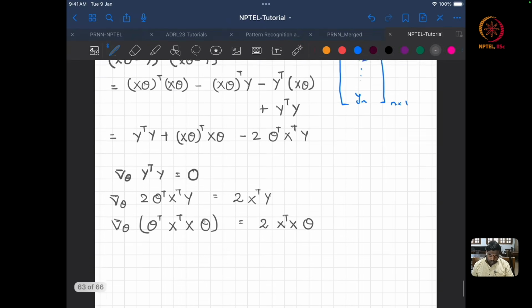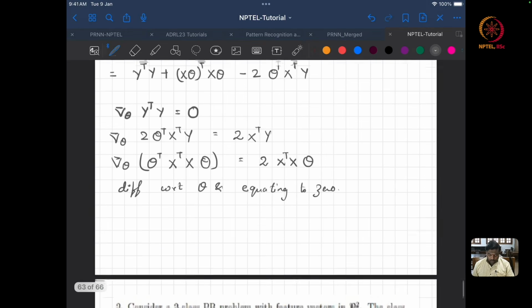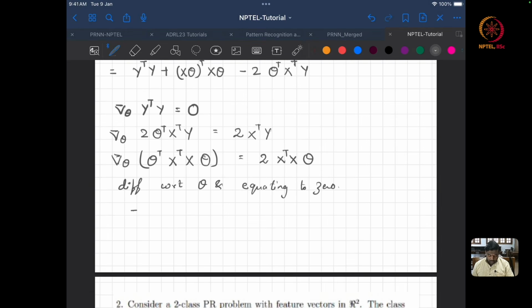Okay, so now just put all of them together. Now therefore you differentiate with respect to theta and equate it to 0. Now differentiating with respect to theta and equating to 0, we will get minus 2x transpose y plus 2 into x transpose x theta. Now this implies x transpose x theta equals x transpose y.